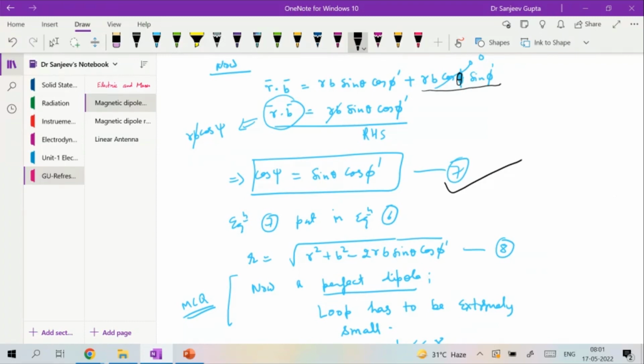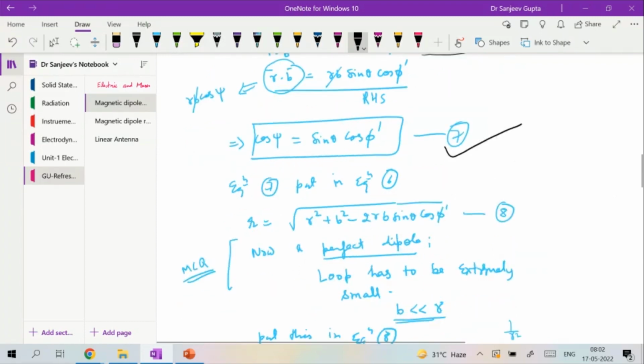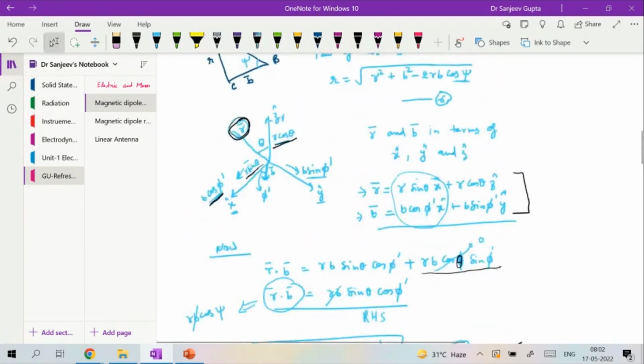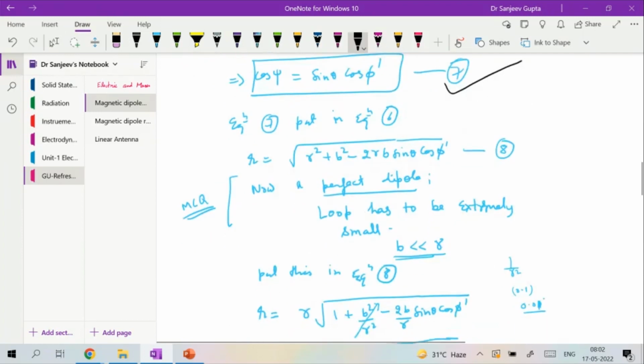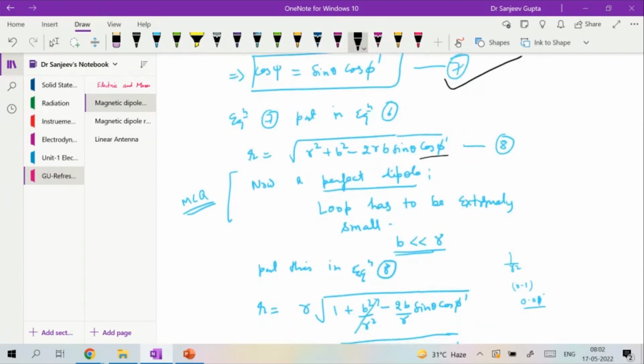Now what we will do, equation number 7, we put in equation number 6 what we have, that cosine law. So instead of cos phi, we are putting another expression. You can see here sin theta cos phi. Now again, this is a multiple choice question. We can ask it in the MCQ in your exam.